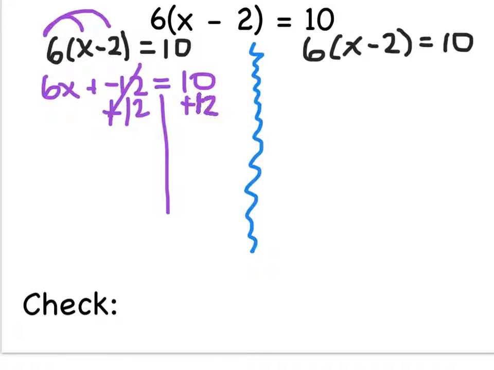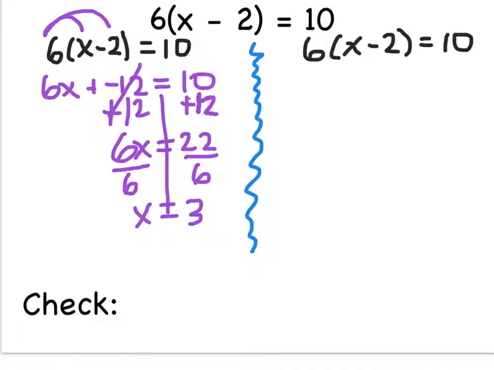From here, I'm going to do inverse operations, so I'm going to add 12 to both sides. So those cancel out, so I'm left with 6x equals 22. Then I'm going to divide both sides by 6. So when I type into my calculator 22 divided by 6, I get 3.6 repeated. So that's my answer for this one.